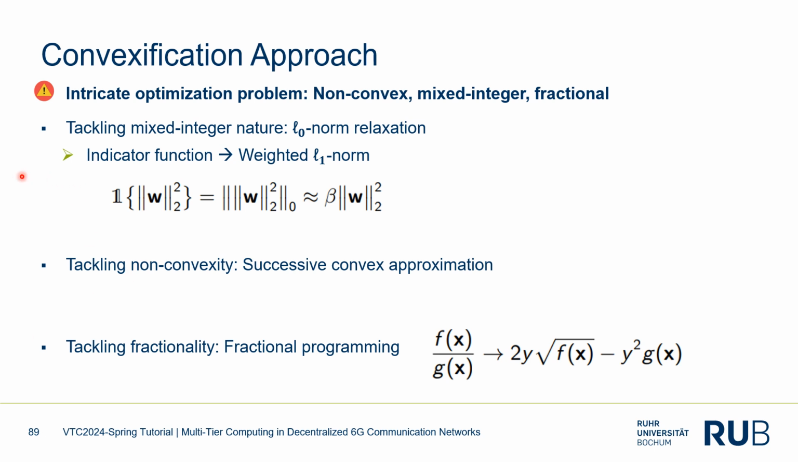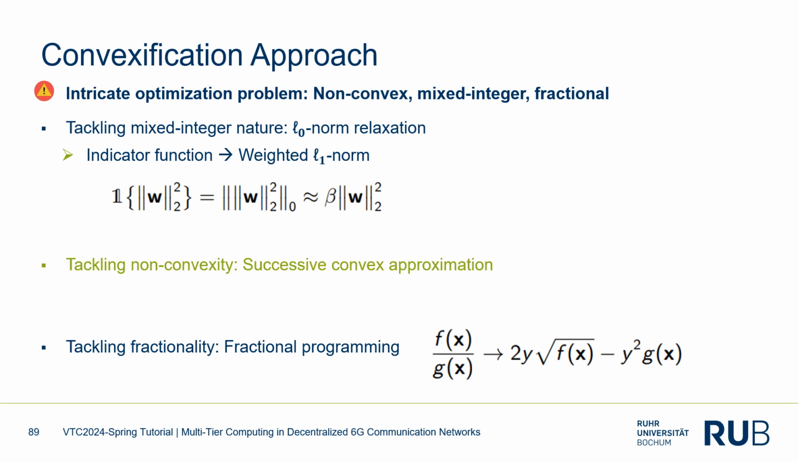Now, as in the previous problem, it is an integrated optimization problem, since it is non-convex and of mixed integer nature, and we have some fractionalities within this problem. So this is tackled using the L0 normalization. With that, we can tackle the mixed integer nature because we can reformulate indicator functions as weighted L1 norms. We have talked about this previously. Then, to tackle the non-convexity, we utilize successive convex approximation. And to tackle the fractionality, we have already learned about fractional programming.